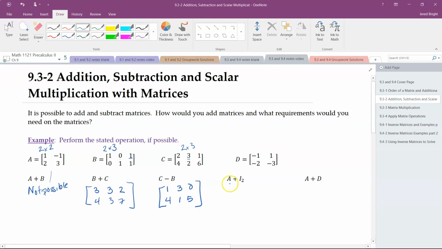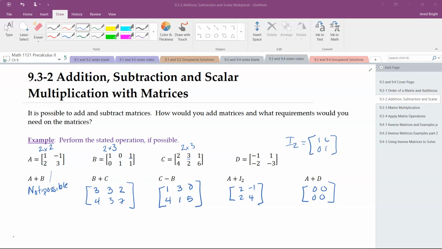All right, and now we get to A plus I2. We don't remember what I2 is. Oh wait, I2, isn't that just the identity matrix of order 2 by 2? So 1, 0, 0, 1. And so if I do that, it would just be 2 and 4, and then the other entries would stay the same. And then lastly, I want you to try A plus D. Pause the video, try it out, resume when you're ready to see the answer. And there you go. It's a matrix of all zeros, also known as the zero matrix.